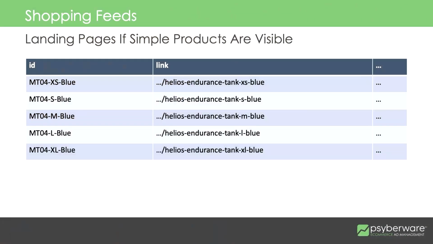If you actually have your child simple products all individually visible on your site, then it's easy. You can just put those products there, the links to the individual child products. And there's not a lot of complexity. But again, most sites turn off the visibility of the child products because they want to funnel all the traffic to the parent product page.